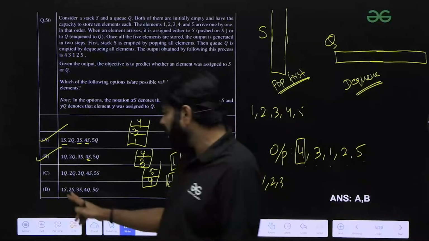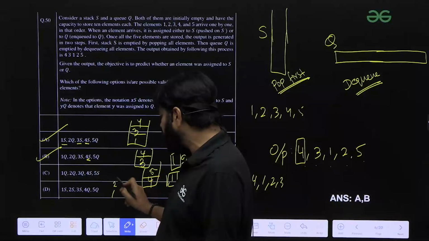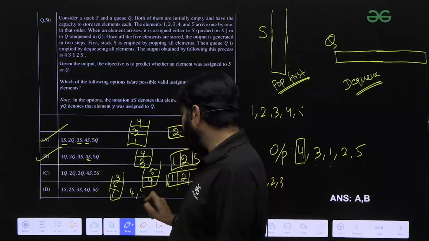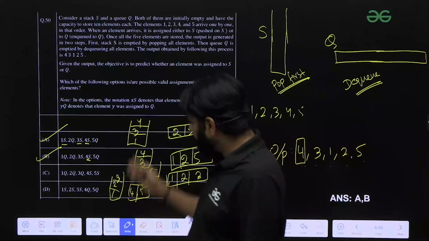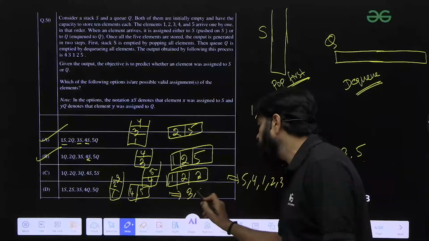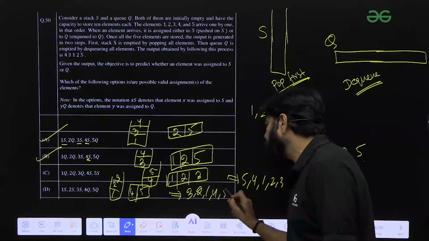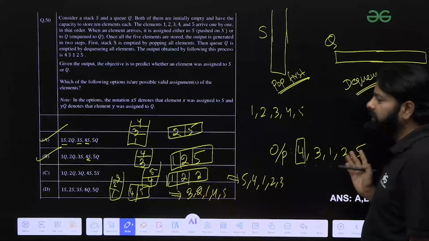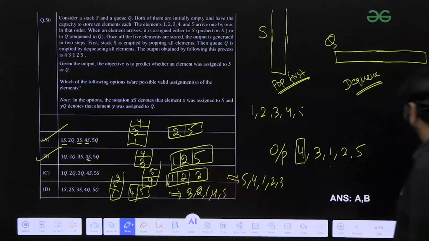And similarly here 1, 2, 3 you are pushing onto the stack, and 4 and 5 you are inserting into the queue. Now when you pop, from here the output comes 3, 2, 1, then 4, 5. So this output is different from this one definitely. So option A and B are correct.